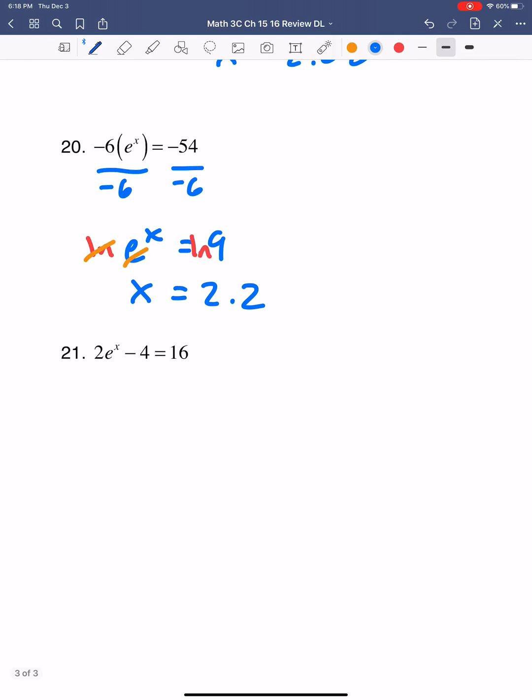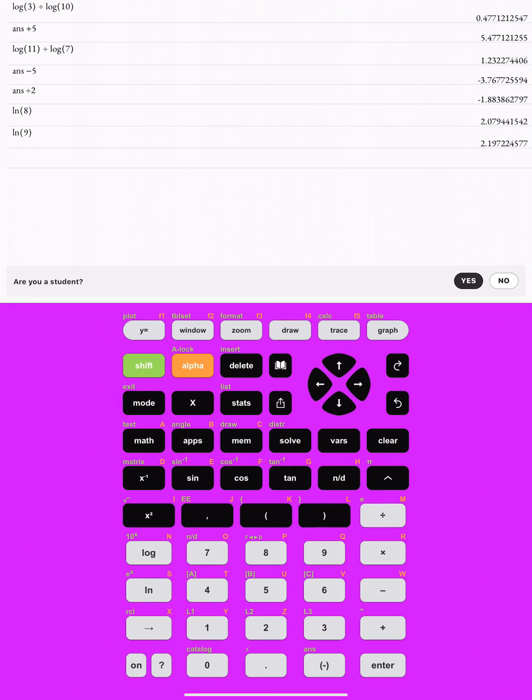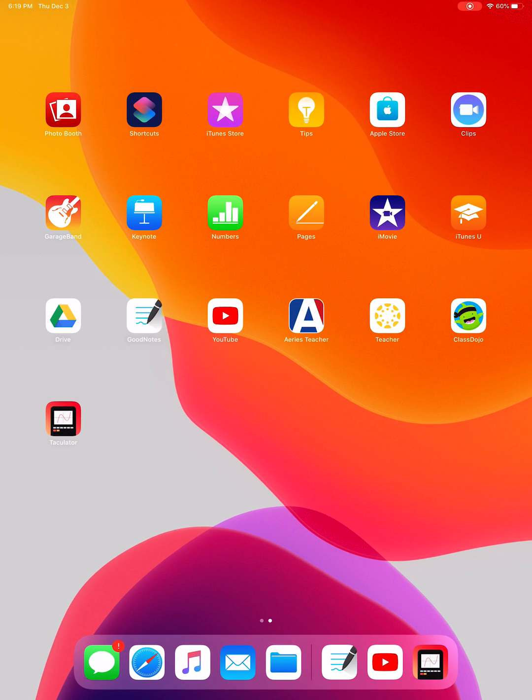And last one here in 21, start by adding 4. I get 2e to the x equals 20. Now I can still isolate the e by dividing by 2. So I get e to the x equals 10. And now I'm going to use the natural log on both sides. Natural log and exponential cancel out, and I'm left with x equals the natural log of 10, which gives me 2.3.